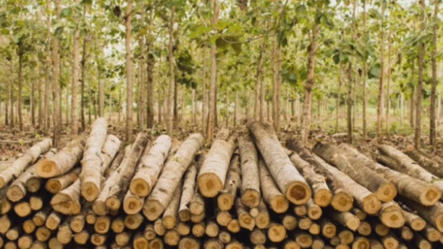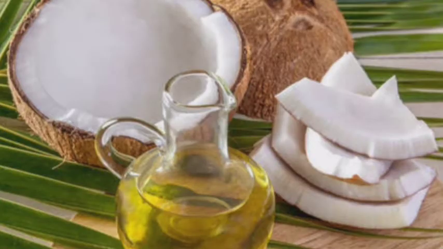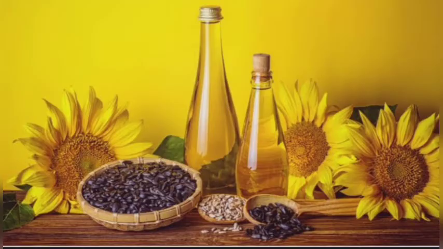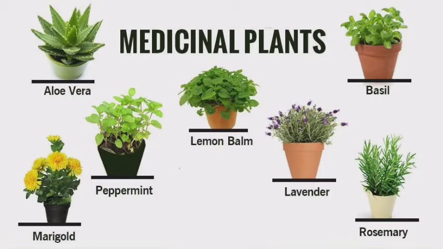Trees like sesame, sal, pine and teak give us wood. With this wood we can make furniture. And we get oil from the seeds of plants like coconut, mustard and sunflower. Moreover we get spices from plants, like cardamom, black pepper and cinnamon. And many medicines are made from plants, for example neem, tulsi, mint and amla. We use these plants to cure various diseases.